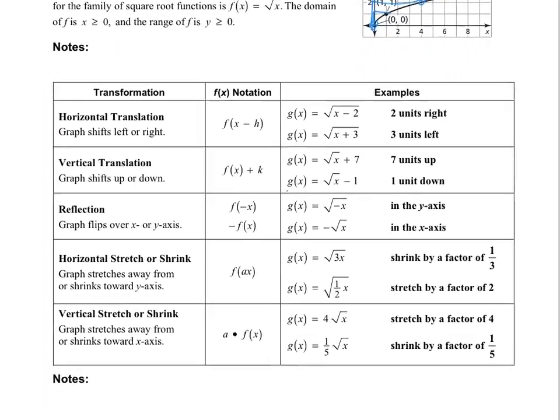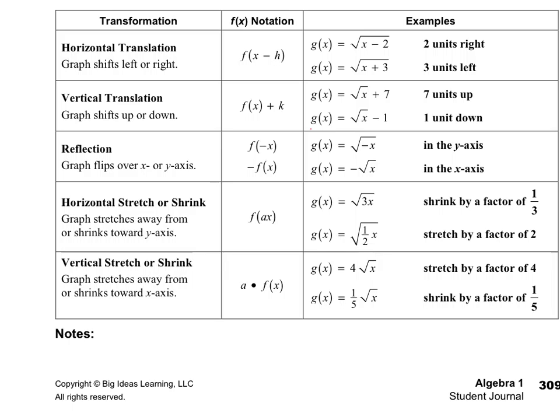Shifts and transformations are very similar to what we've seen all year. If we are subtracting inside the parentheses of the function, that's a horizontal translation. So subtracting goes right, adding goes left. Remember, it's opposite from what it seems. If we add or subtract outside the square root function, it's going to move up or down. If we add outside, it's going to move up, like 7 units up. If we subtract outside the radical, it's going to go down. When we put a negative inside, that's going to flip across the y-axis. That's a horizontal reflection. Put a negative on the outside, that flips across the x-axis.